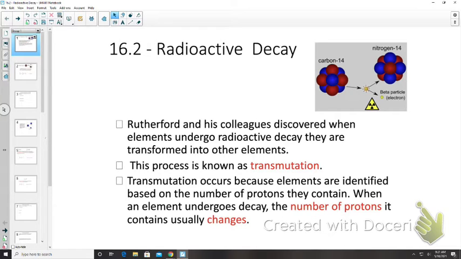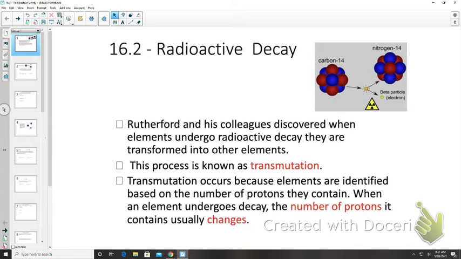Alright, so for today's video lesson, we're going to cover topic 16.2. This is radioactive decay. Ernest Rutherford and his colleagues discovered that when elements undergo radioactive decay, they are transformed into other elements. This process is known as transmutation, and transmutation is when elements undergo radioactive decay and turn into other elements. Okay?